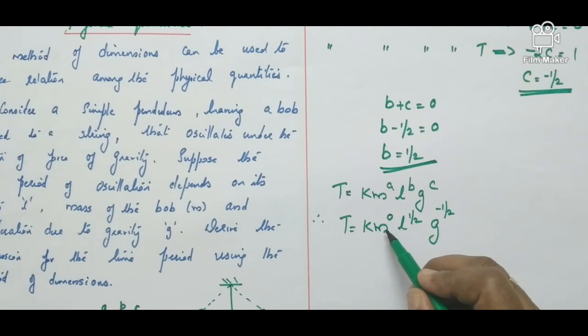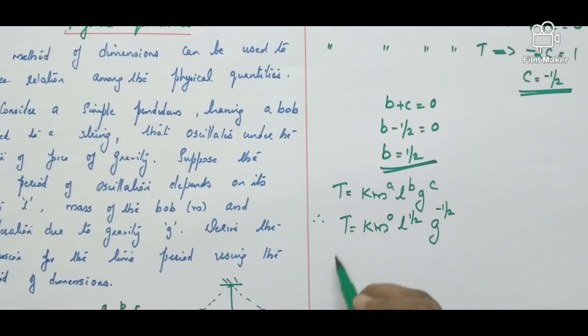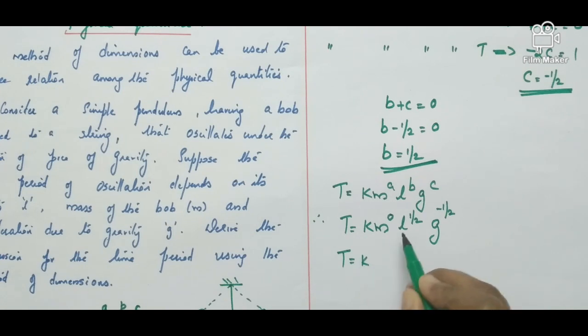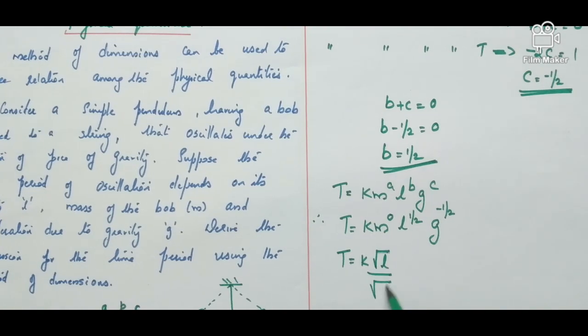m raised to 0 is 1, which means the time period does not depend on mass. So the time period T can be written as K into L raised to 1 by 2, which is root L, and g raised to minus 1 by 2, which is divided by root g. So the final expression is T equals K root of L divided by g. So using the method of dimensions, we can derive the formula for time period relating length and acceleration due to gravity.